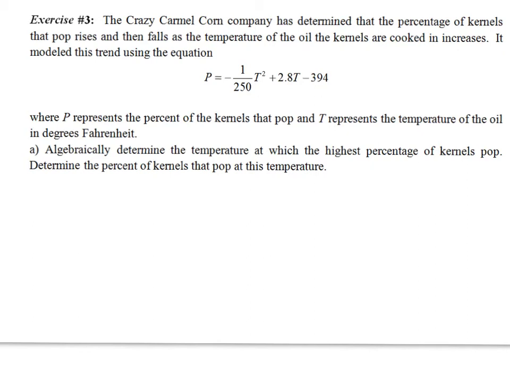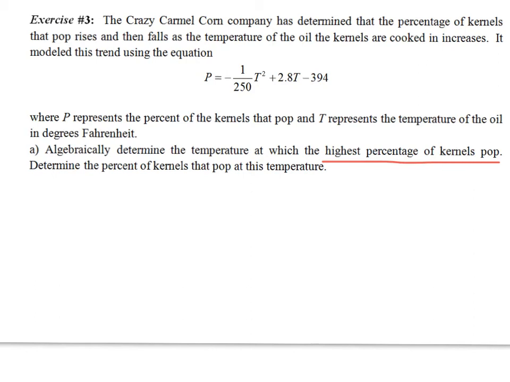So the equation that puts these two pieces together, as temperature increases, what is the change in the percent of kernels that pop, is given to us as P equals negative 1 over 250 T squared plus 2.8 T minus 394. So the first question says, let's algebraically determine the temperature at which the highest percentage of kernels pop.